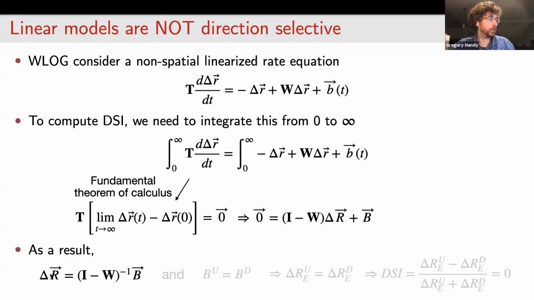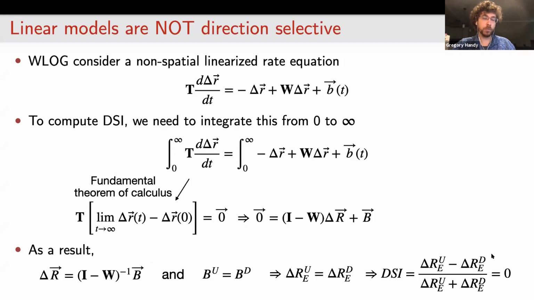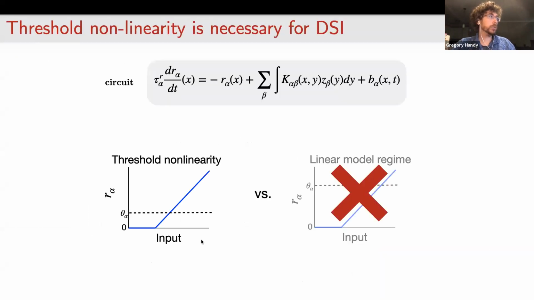calculate the change in rates. We note that again, B, the feed-forward input, is the same for both upward and downward sweeps. If that's the case, then the change in rate is the same in upward and downward, and DSI will always be exactly equal to 0. So in this case, we've shown very clearly that this linear regime does not work for this model. This is a very key component of this model to get what we observed in terms of DSI.